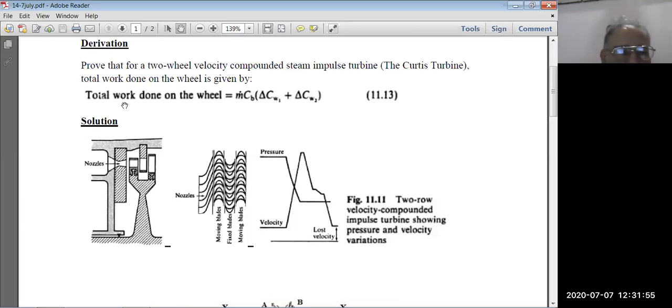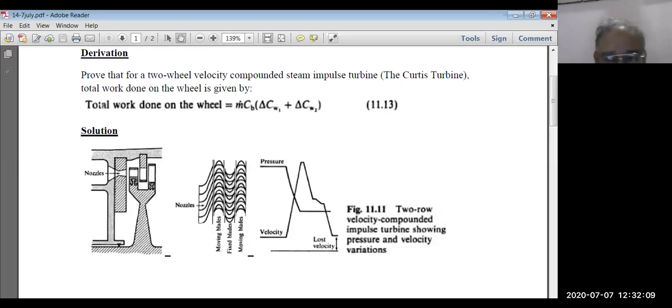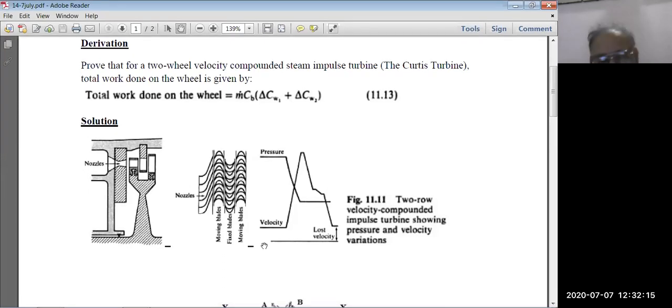What we are going to do is to show that the total work done on this type of wheel, that is two-row velocity compounding, is equal to m dot Cb times (delta Cw1 plus delta Cw2). Delta Cw is the change in whirl component of velocity. Delta Cw1 is the change in the whirl component of velocity of the steam in moving blade row 1, and delta Cw2 is the change in moving blade row number 2.